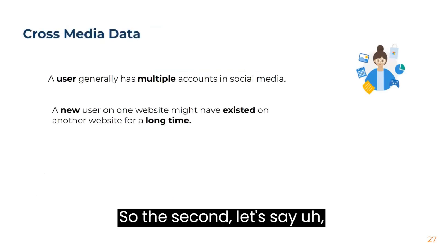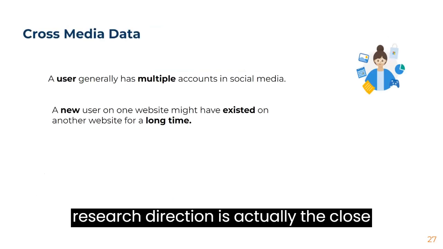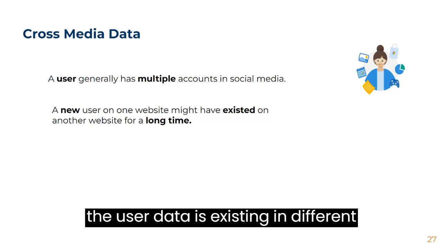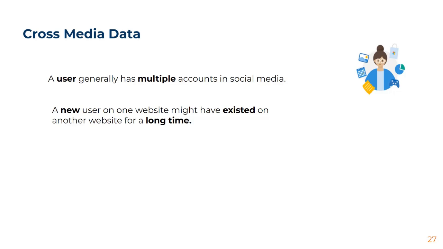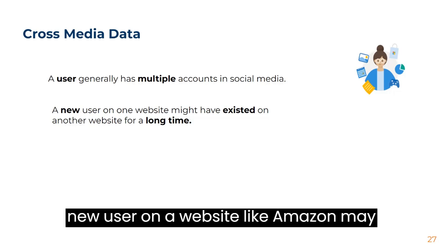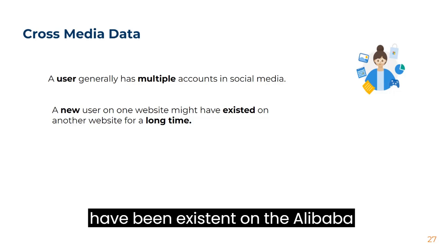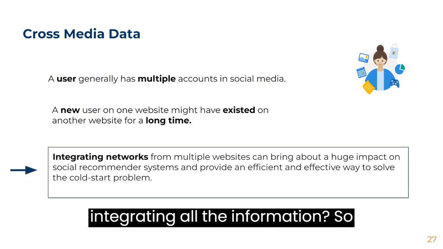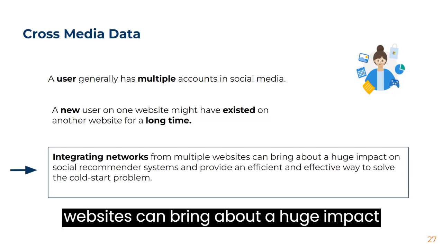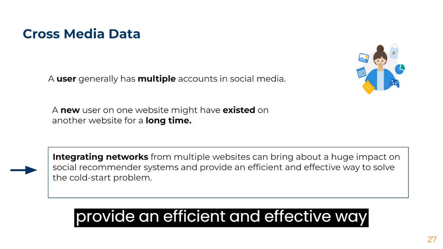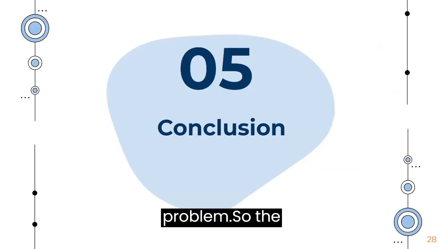The second research direction is cross-media data. By cross-media data, we mean the user data exists on different websites. It is normal for a user to have multiple accounts on social media. For example, a new user on a website like Amazon may have existed on the Alibaba website for a long time. So the question is, why not integrate all the information? Integrating networks from multiple websites can bring a huge impact to the social recommender system and provide an efficient and effective way to solve the cold start problem.